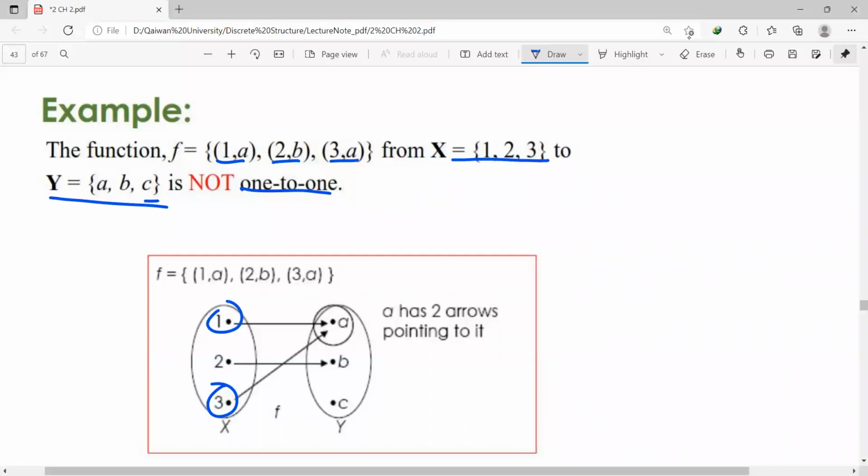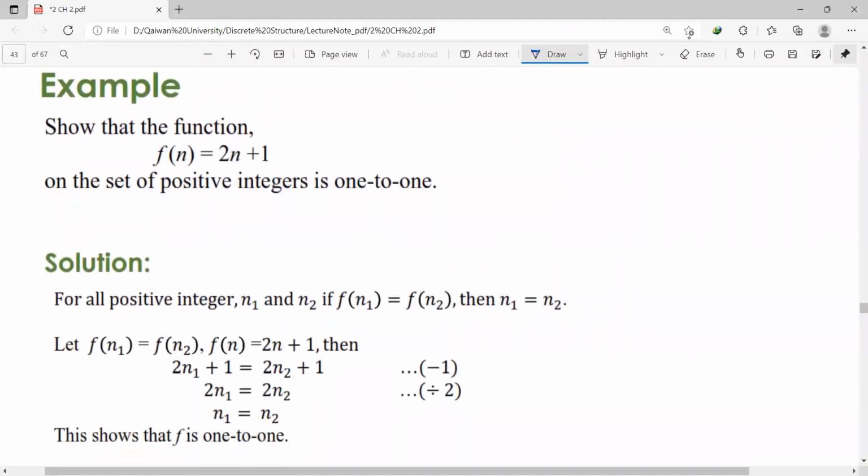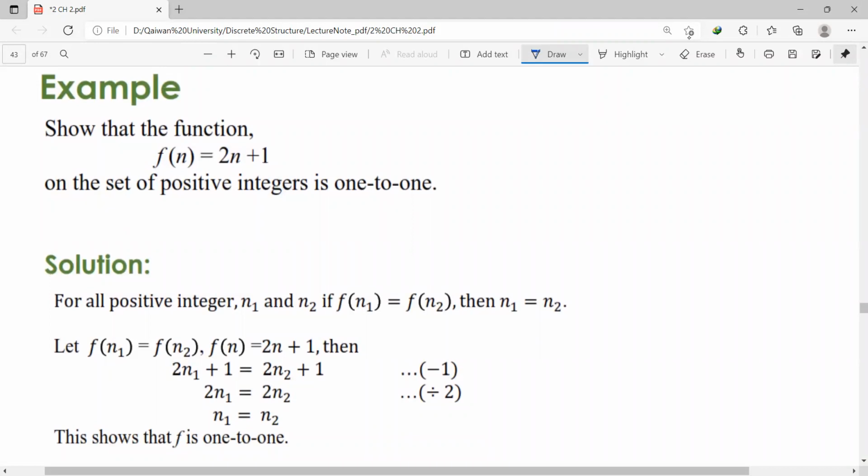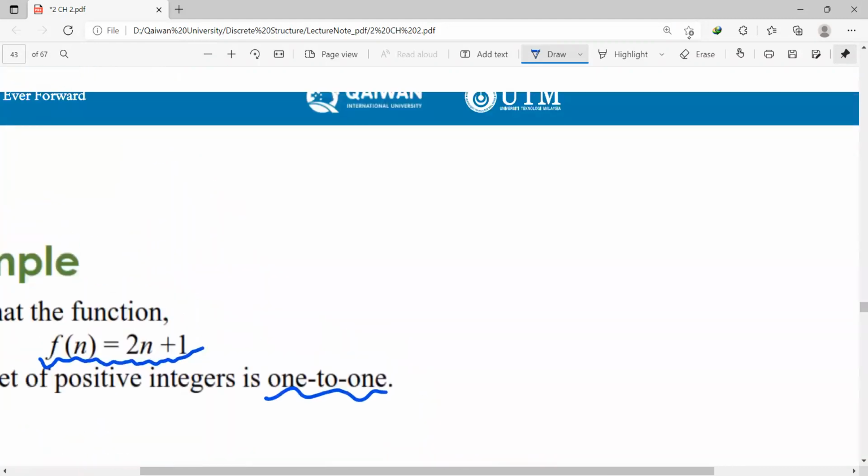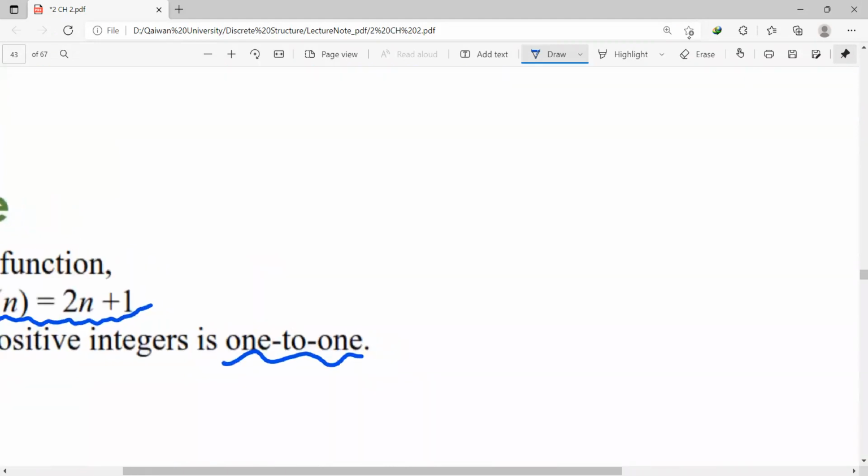We have another example. It says, show that this function f of n equals 2n plus 1 on the set of positive integers is one-to-one. If you are given a function and asked to show that the function is one-to-one, we must prove it in general.